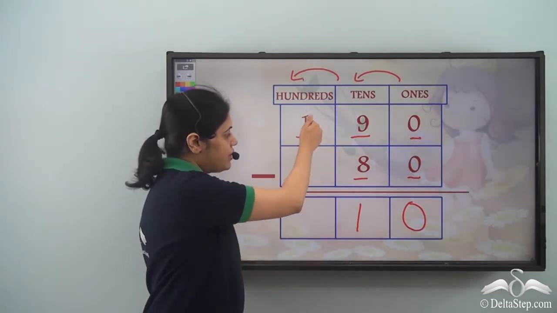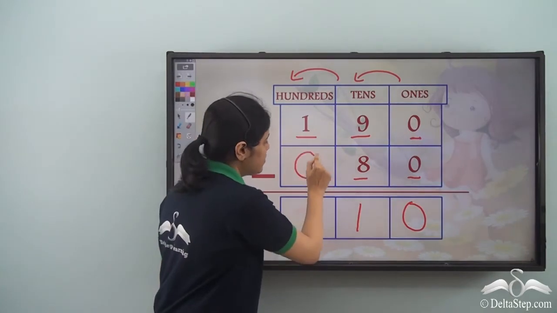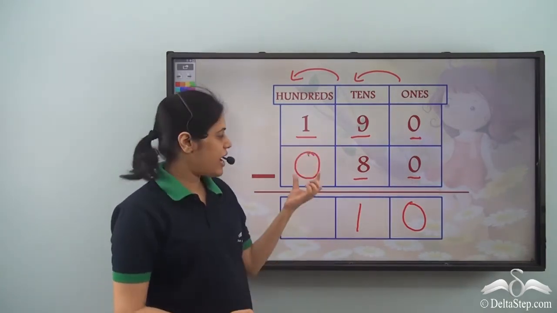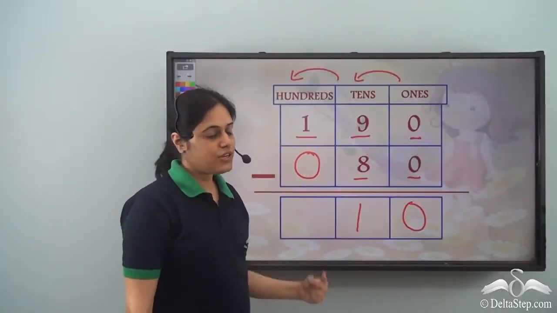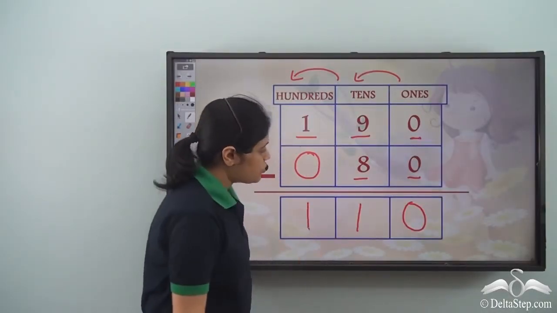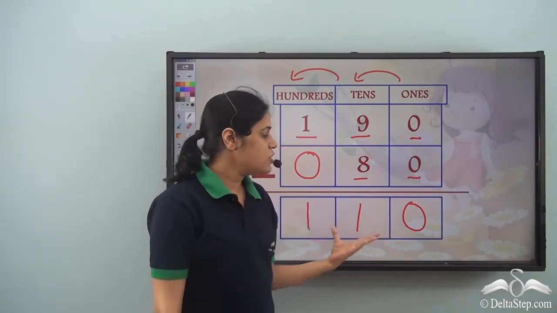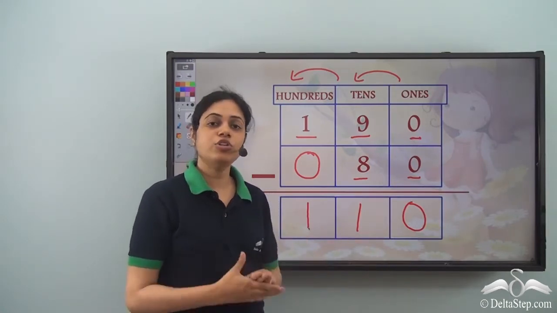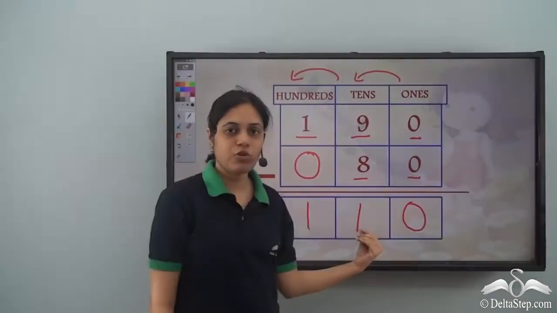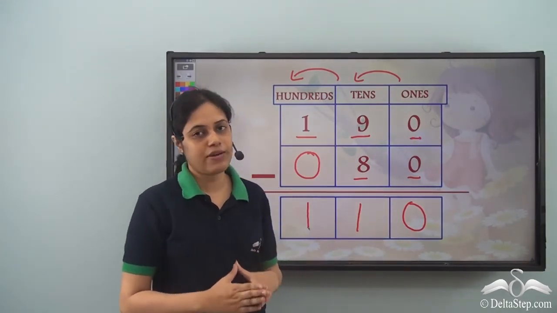So I have 1 here and I have nothing here. So nothing means 0. So I have 0 here. 1 minus 0 is 1. So the answer is 110. So these are the points which Rohan needs to score in order to cross level 2. So he needs 110 more points to cross level 2.